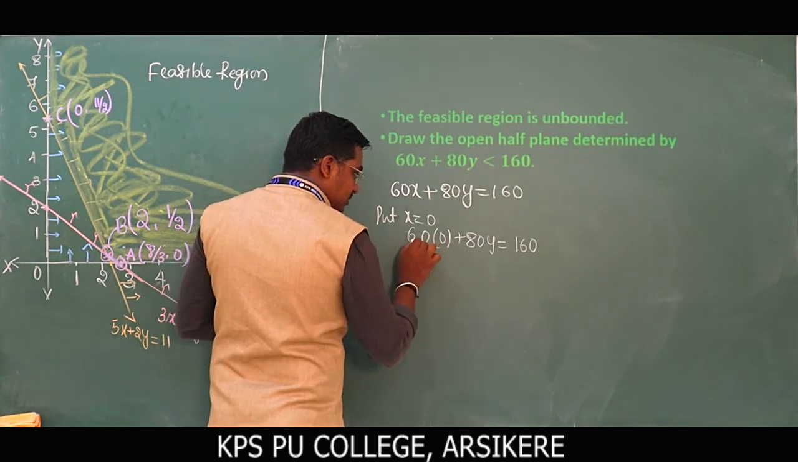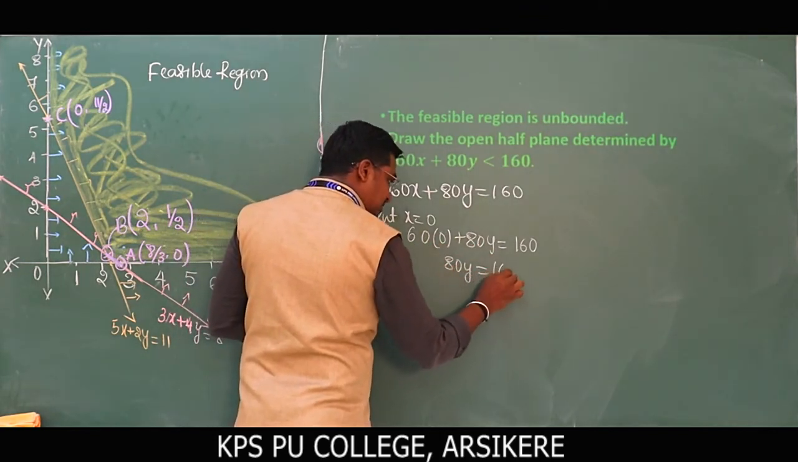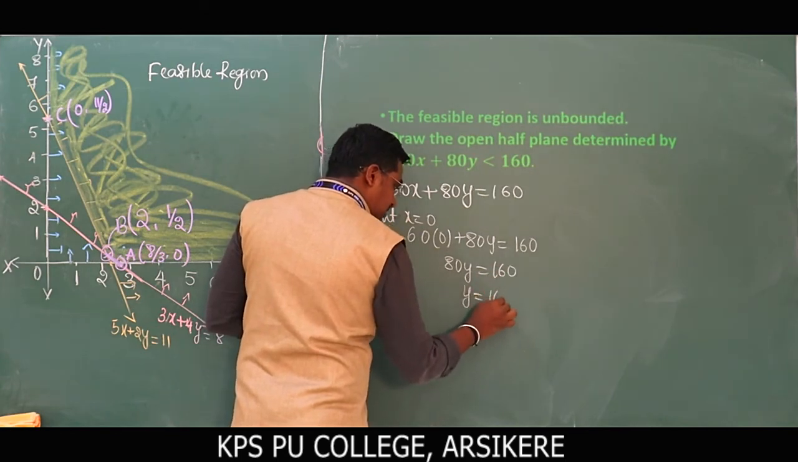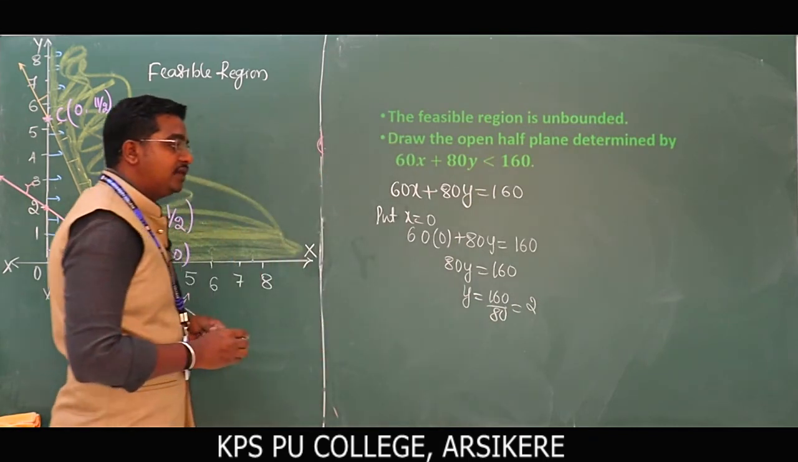So that is 60 into 0, again 0, plus 80y. 80y is equal to 160. What is y then? 160 divided by 80. What you obtained here? 2. Value of y is here 2.